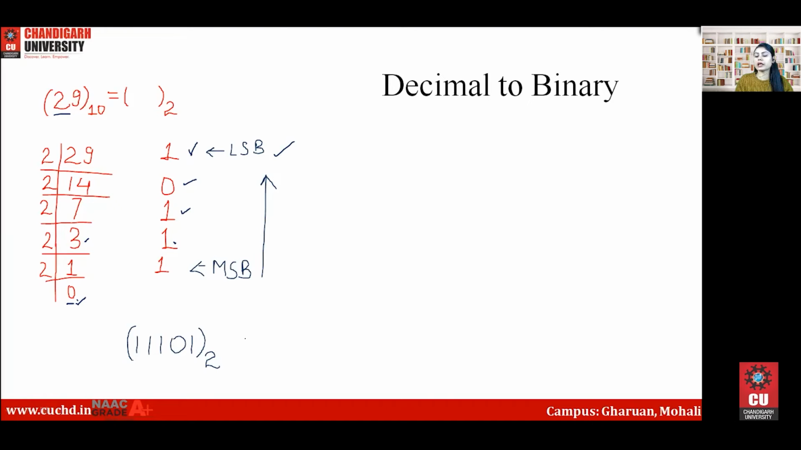So now you can take any number, but you have to keep on dividing that number by 2 until and unless we get a 0. Label the MSB and LSB, then just start writing the number from MSB to LSB and mention the base. So that is it for converting the decimal into binary.